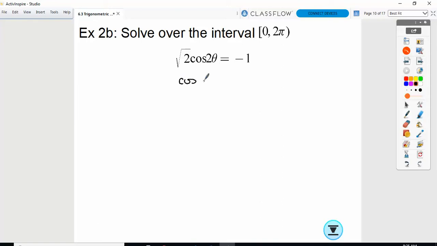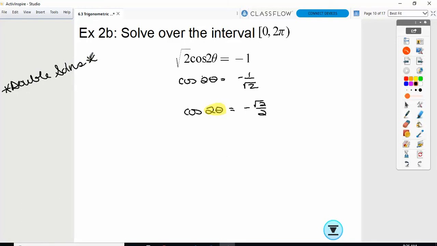So if I'm trying to get cosine by itself here, we can divide by the radical 2. You can't just divide and get rid of your angle. That's attached to the cosine. So if we get the radical off the bottom, this means cosine 2 theta is negative radical 2 over 2. So right now, if I see a 2 theta, what does that tell me about my answers? Yeah, we will have double the solutions.